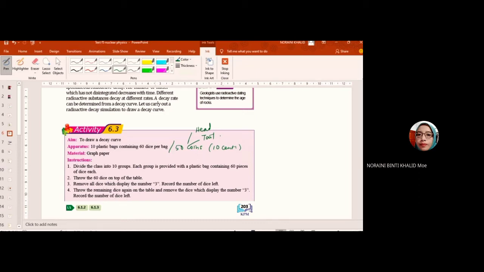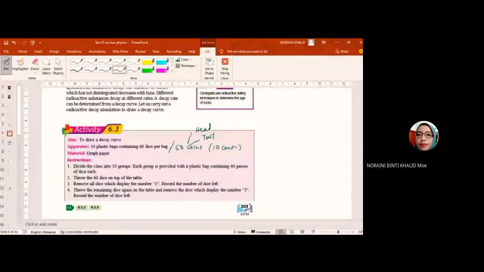Let's say you have coins, head and tail. Okay, what you do, you throw the 50 coins on the table, remove the coins that show head, and then record the number of the coins that show tail, meaning the ones that are left. You can repeat the same throws until maybe you have about 5 throws.